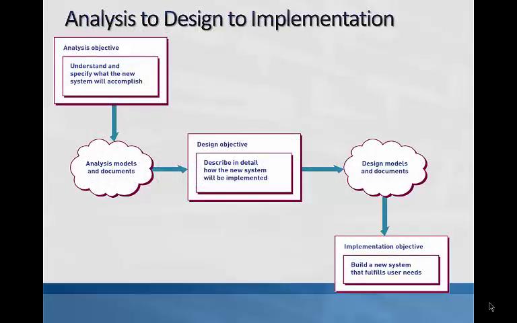In this figure, we summarize these points. The objective of analysis is to understand and specify what is needed. The output are analysis models. The objective of design is to define and describe at a detail level how the system will work. This is also documented through models. The objective of implementation is to construct the new system. The output is a working and deployed software system.